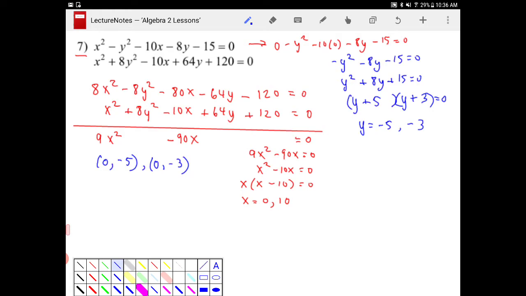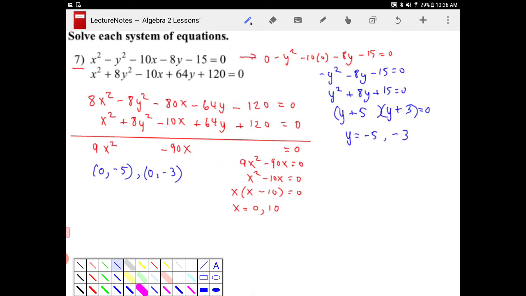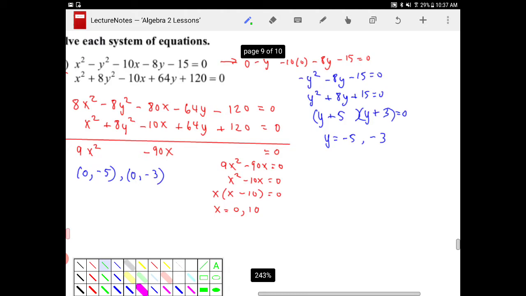We're going to repeat this again for the second coordinate, 10. If I pop in 10, I'm going to use another color, let's use green. I'll end up with 10 squared, which is 100, minus y squared minus 10 times 10, which is minus 100.